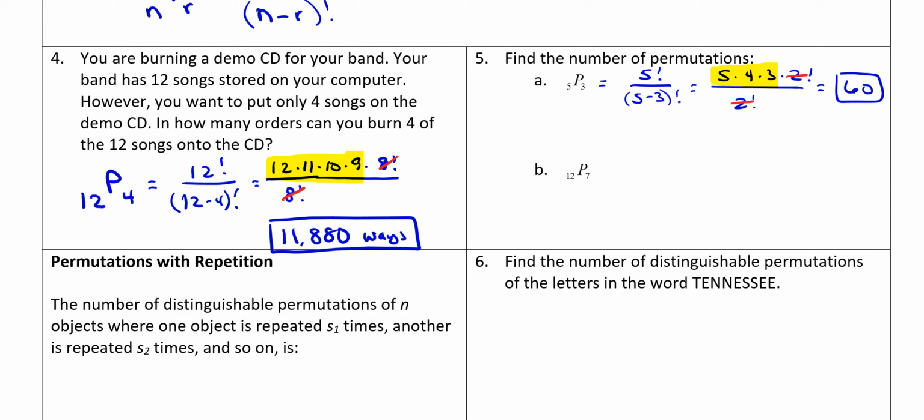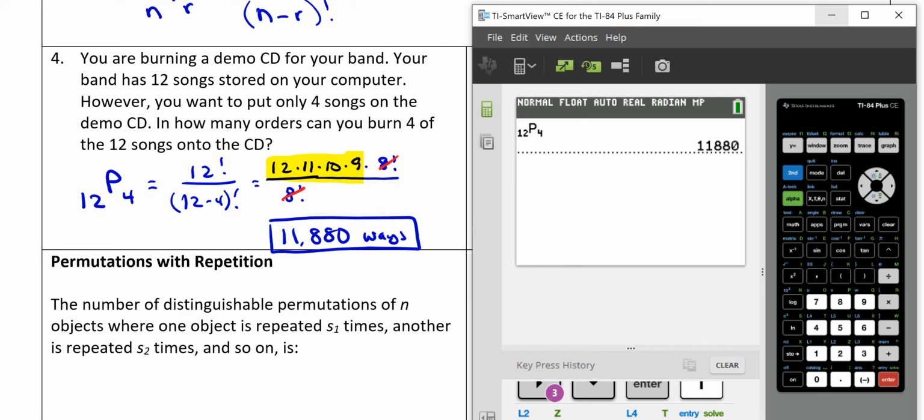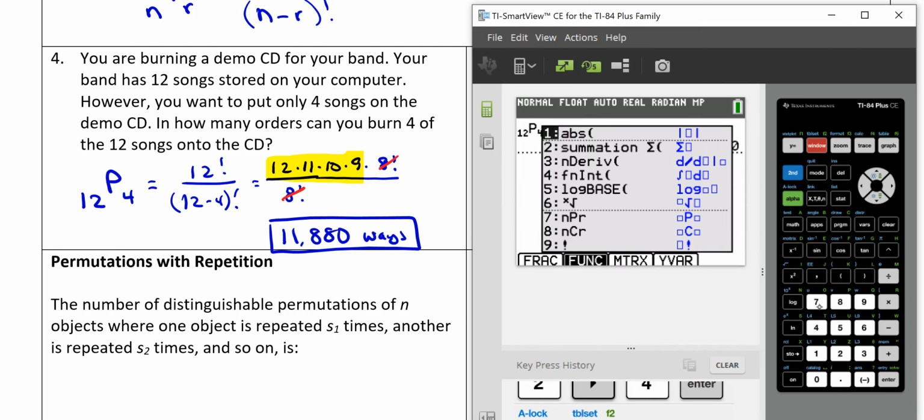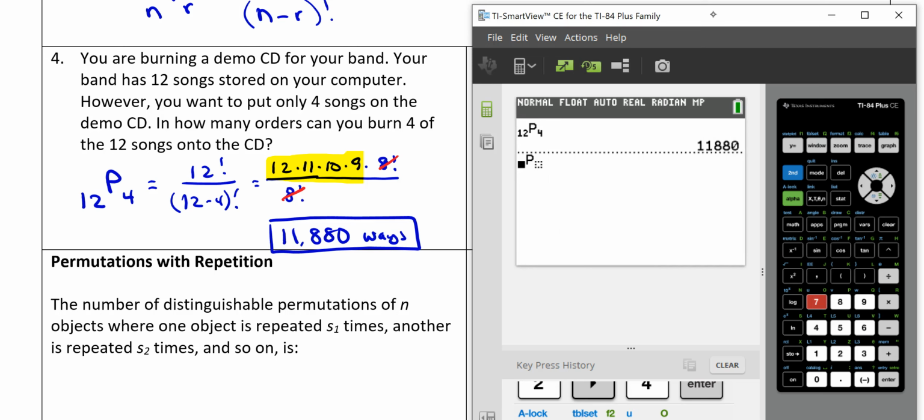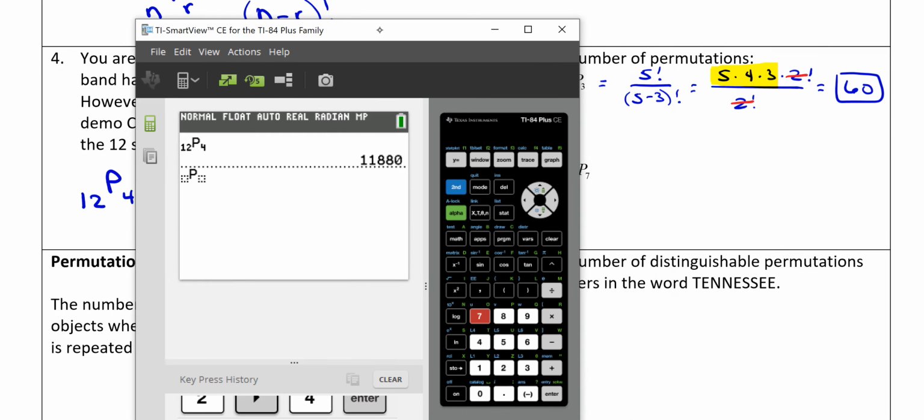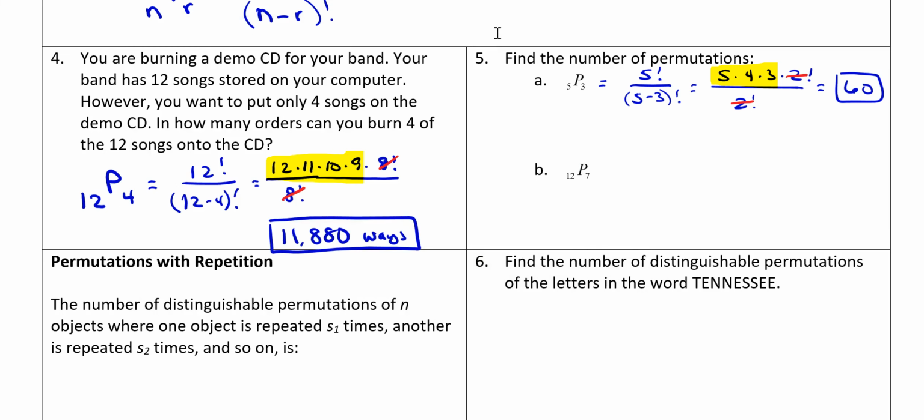So that would equal 60, I think. You might want to double check. So again, on the calculator, if you wanted to double check this, I'm going to use the F2 key this time. It's option 7. So let's see, we were taking 5 things, 3 at a time. Yep, we got 60.